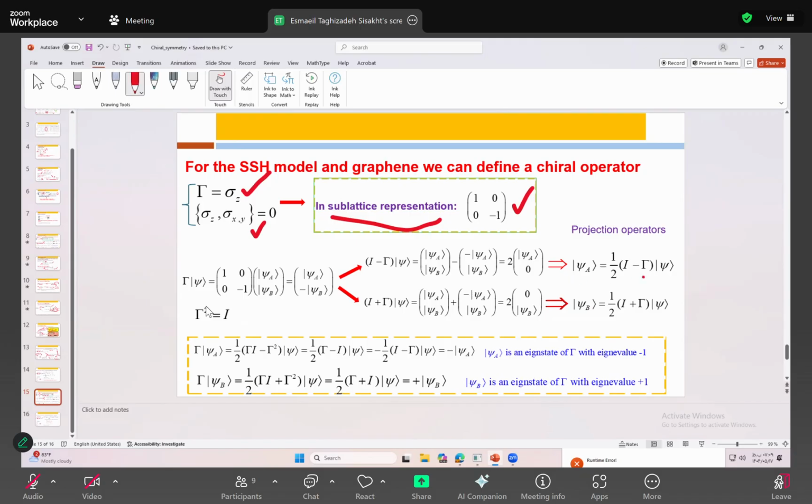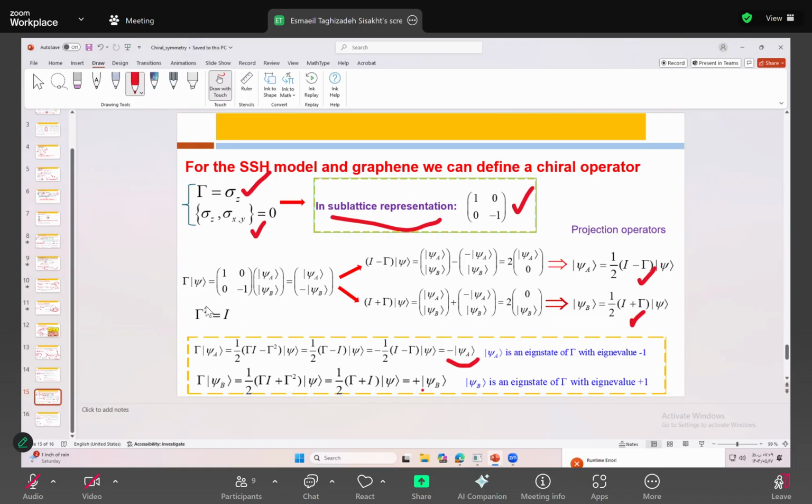So finally, very similar to that, I can define the projection operator like this one and like this one, and we can say that the role of the gamma operator here is to select the sublattice A with a minus eigenvalue and the sublattice B with a plus eigenvalue. Okay, so because of this similarity, usually people call this operator the chiral operator. It's a kind of nomenclature.